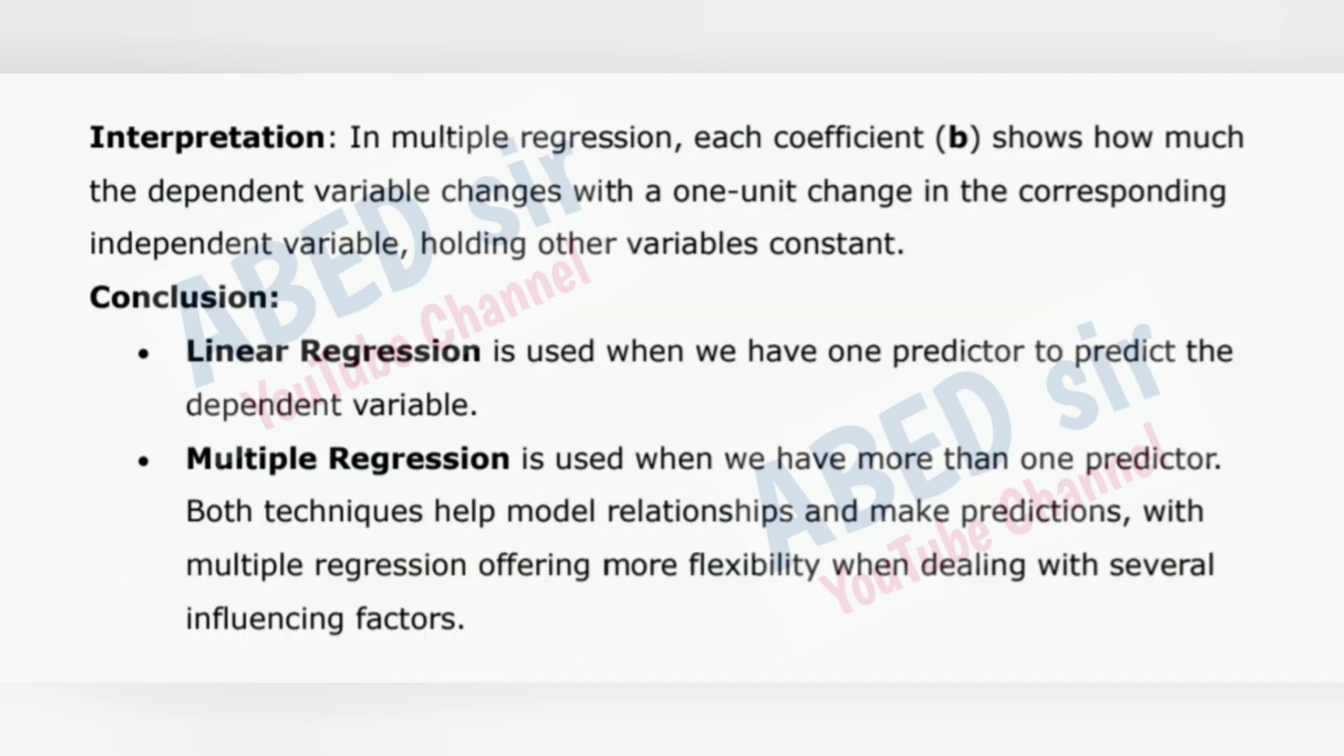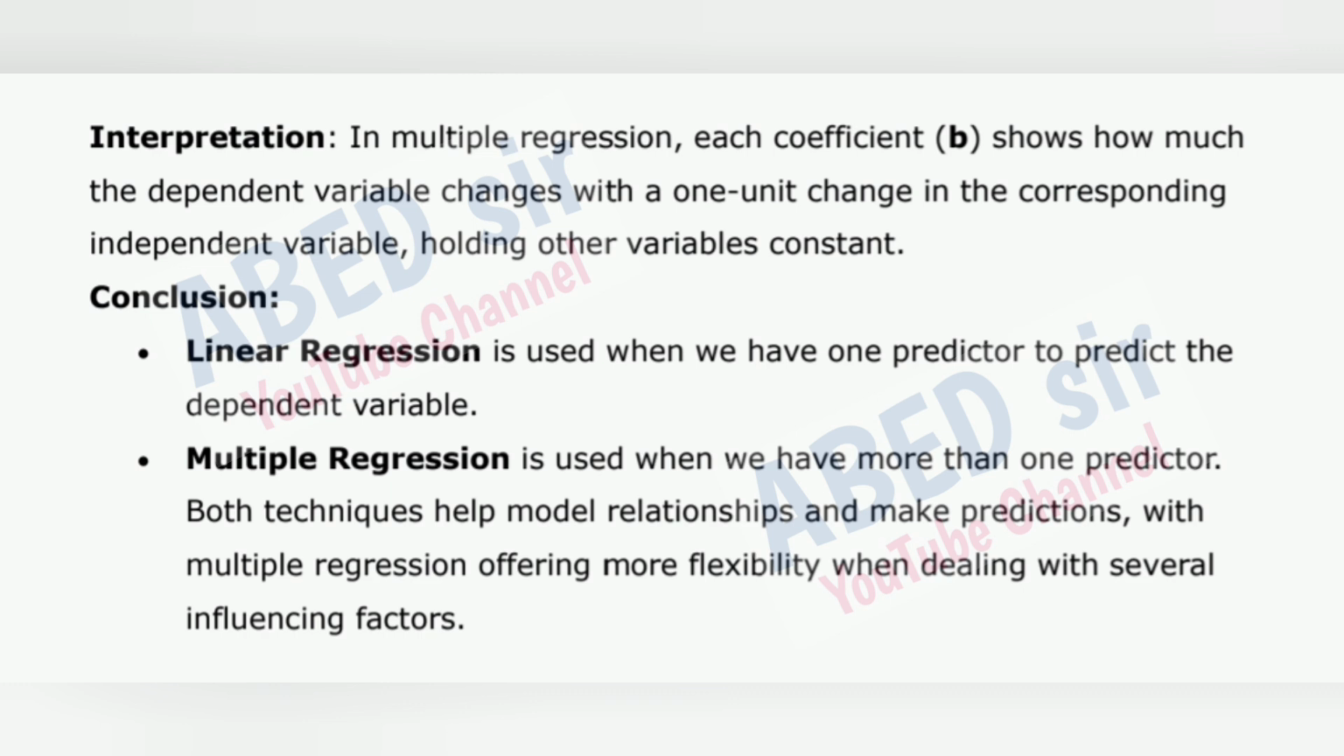Interpretation: in multiple regression, each coefficient, b, shows how much the dependent variable changes with a one-unit change in the corresponding independent variable, holding other variables constant.